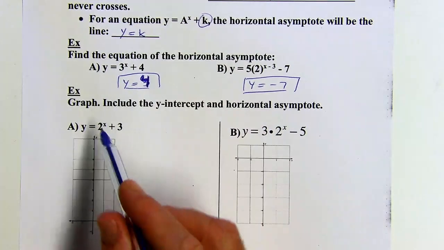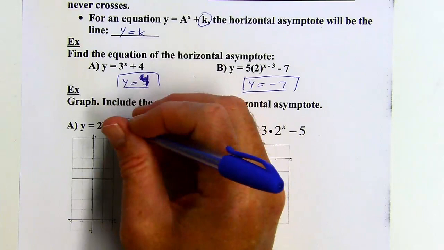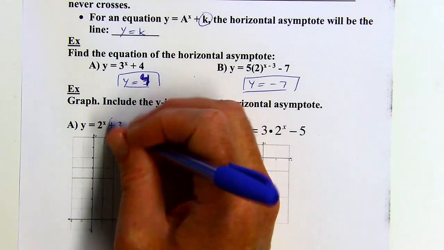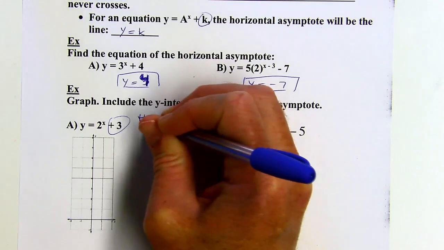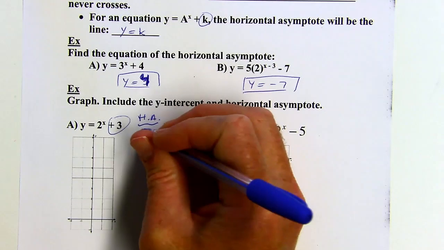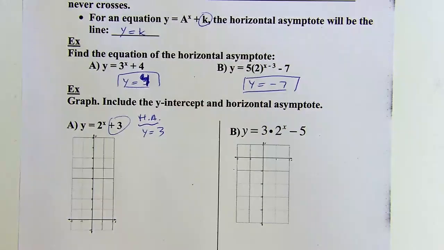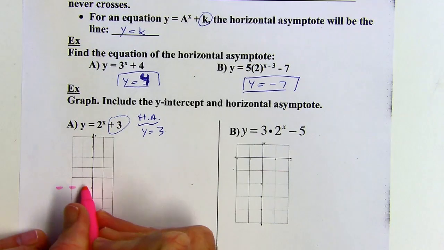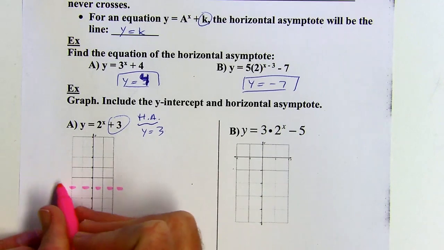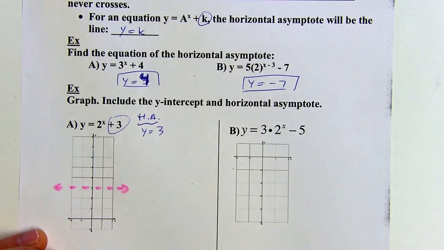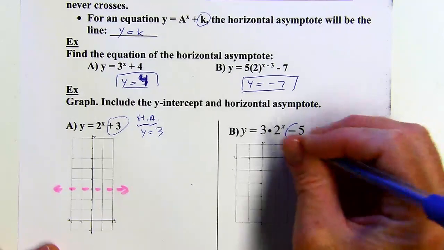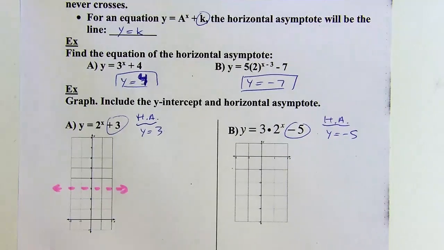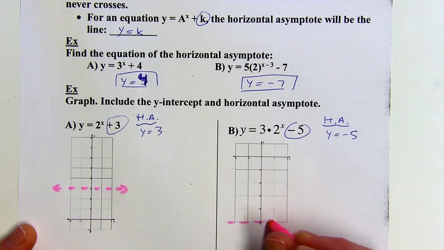Okay, so let's graph this. I'm going to start by graphing the horizontal asymptote on both these problems. I'll just put HA to abbreviate horizontal asymptote. It is going to be y equals 3. So I'm going to put a dashed line here for my horizontal asymptote at y equals 3. There's my horizontal asymptote. On this one, I'm going to have y equals negative 5. So that's down at the bottom of this graph here.